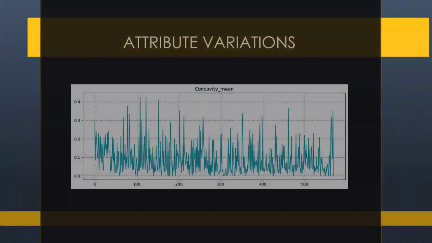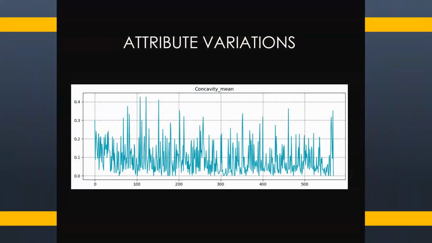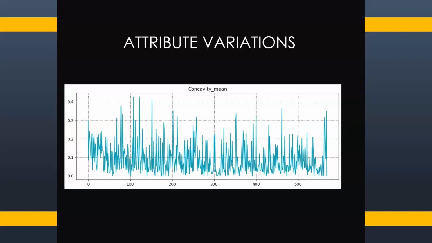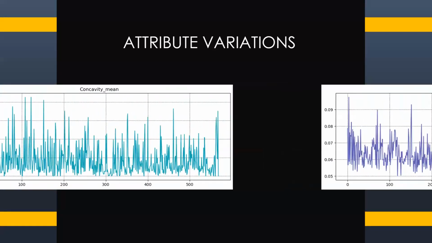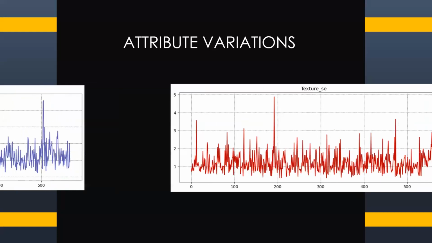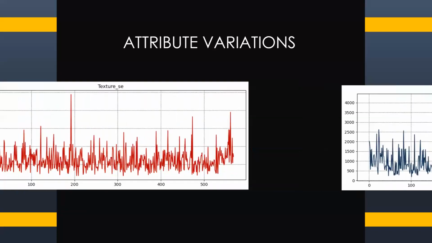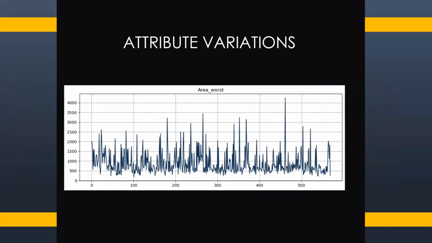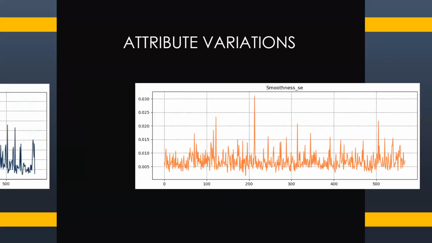Next, we have pair plots. The variation of the attributes in the entire data set was obtained through Matplotlib, whose results can be seen here. This was for concavity mean and fractal dimension. Then we had texture, area, and smoothness. It was calculated for all the 30 real-valued features.